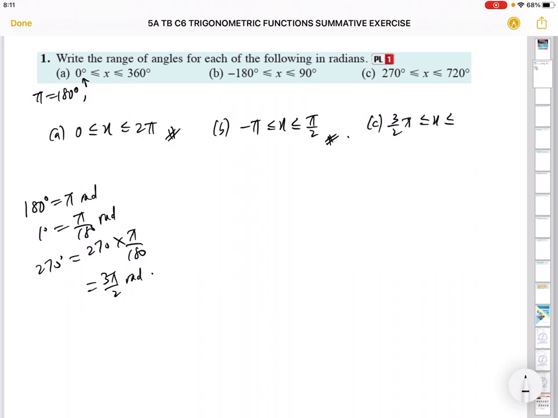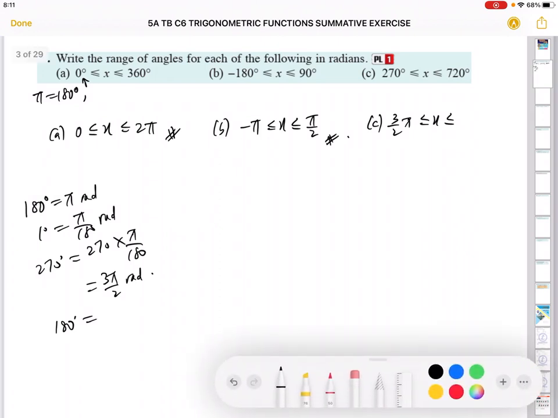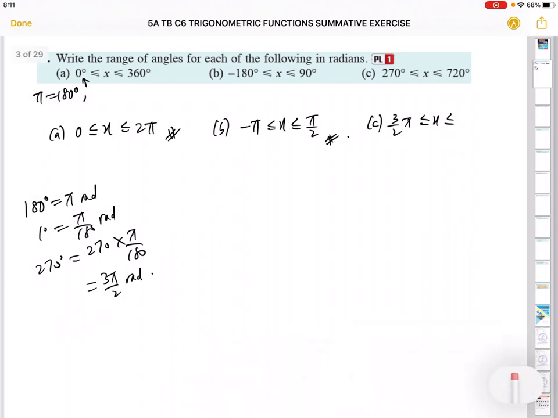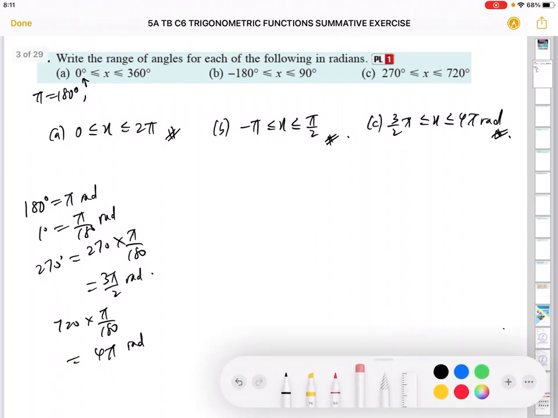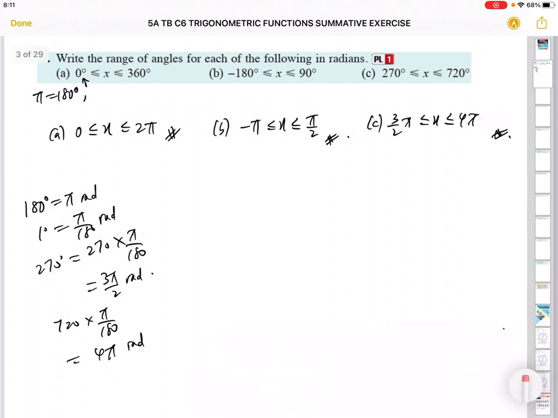But for 720, we know 180 is pi. I think we can just times 4, right? Yeah, 720 is just 180 times 4. But if you cannot remember, we'll just take 720 times pi over 180, cancel them, you get 4 pi radian. So this is 4 pi radian. Okay, I don't have to put a radian, it's understood that the question already says it's in radian. Alright, that is question number 1.